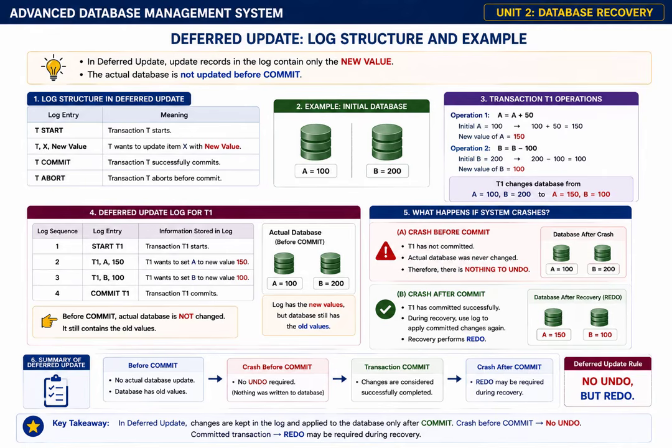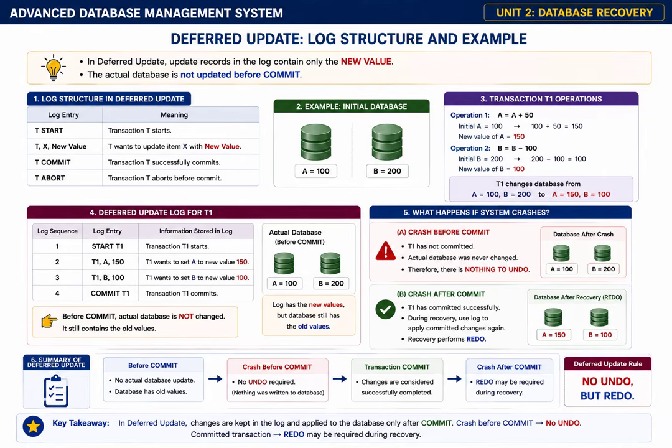This is the basic idea behind deferred update. Now, suppose the system crashes before commit. What should we do? Let's reason through it carefully. T1 has not committed, and more importantly, the actual database has not been changed. Therefore, there is nothing to undo. We do not need to change A from 150 back to 100 because the actual database never became 150. Similarly, we do not need to change B from 100 back to 200 because the actual database never became 100. So in this situation, crash before commit, no undo.